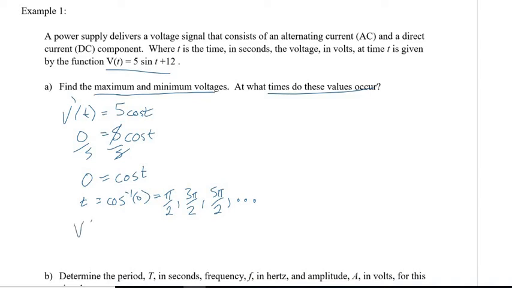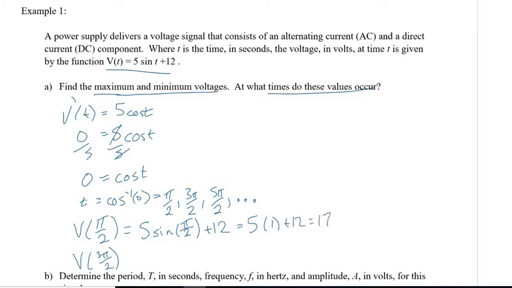We're going to take the first two terms in our sequence and plug them into that voltage formula, not the derivative, the original function, because the derivative is just going to tell us the rate of change. We want to know the actual voltage. For pi over 2, it's going to be 5 sine of pi over 2 plus 12. That's 5 times sine of 90, which is 1, plus 12. That's going to be 17 volts.